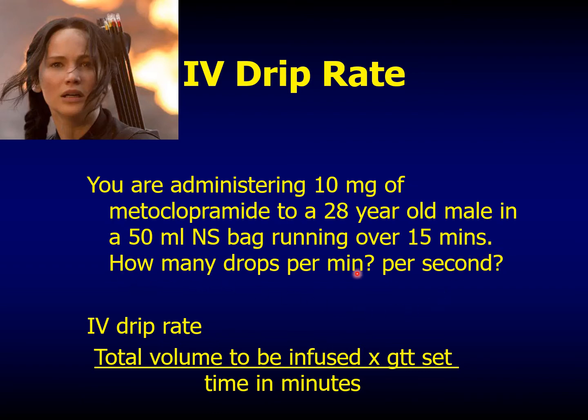So again, we need to know drops per minute, drops per second, roughly. And so our IV drip rate again is going to equal the total volume to be infused, which in this case is 50 mLs, times the drip set. And I believe I chose a 10, we'll see on the next page, over time in minutes, which is 15 minutes.